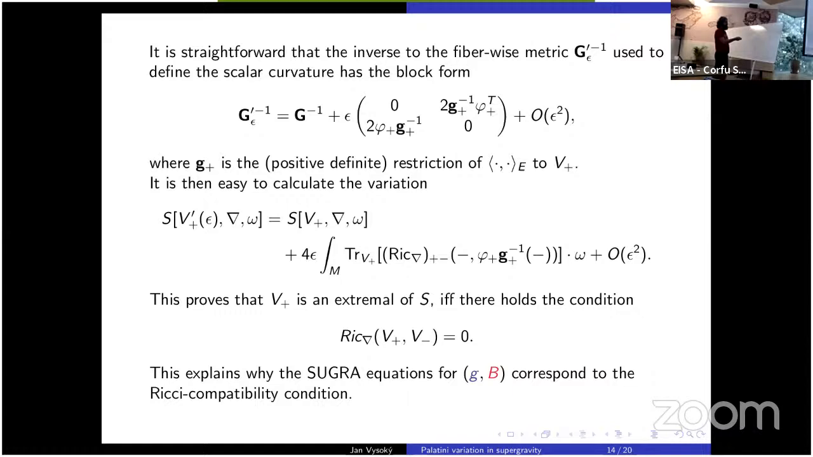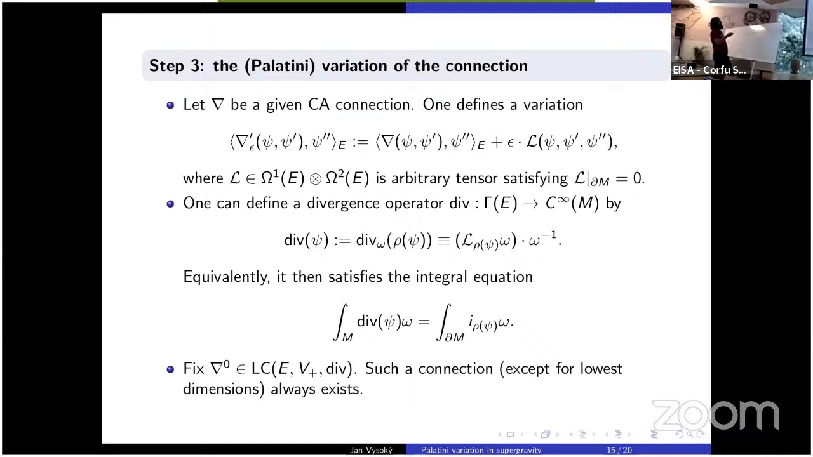So this is the second equation of motion, which explains why the supergravity equations for G and B correspond precisely to this Ricci compatibility condition. So this kind of explains how this can describe the supergravity equations of motion. And then what is the most interesting thing, we varied the Palatini, we varied the connection, which is kind of the heart of the Palatini trick.